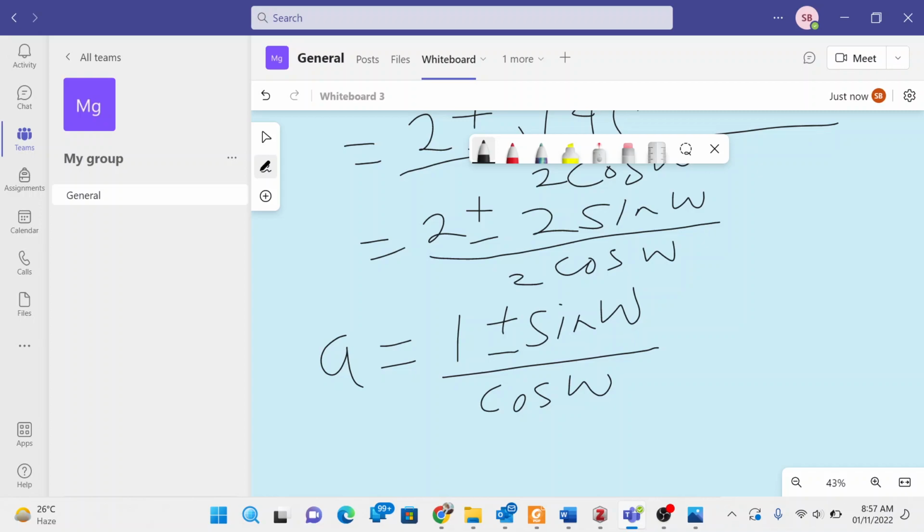So what's reasonable here is that a is equal to 1 minus sine omega all over cos omega. That's the one we are going to choose for this system. This is the solution for the low pass filter. So we have been able to determine the low pass filter equation with this. So that's it.